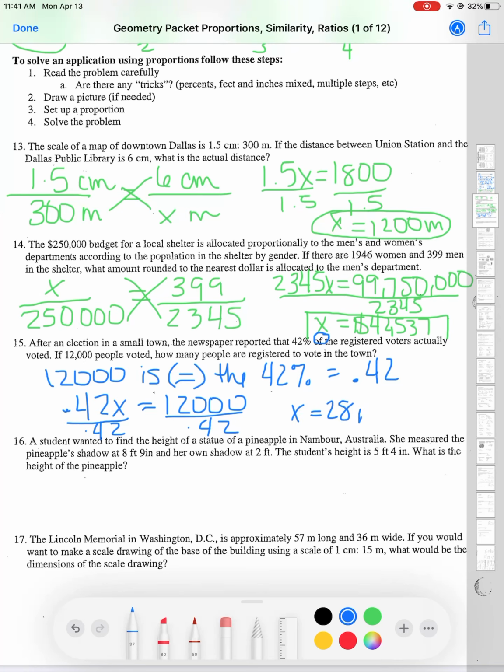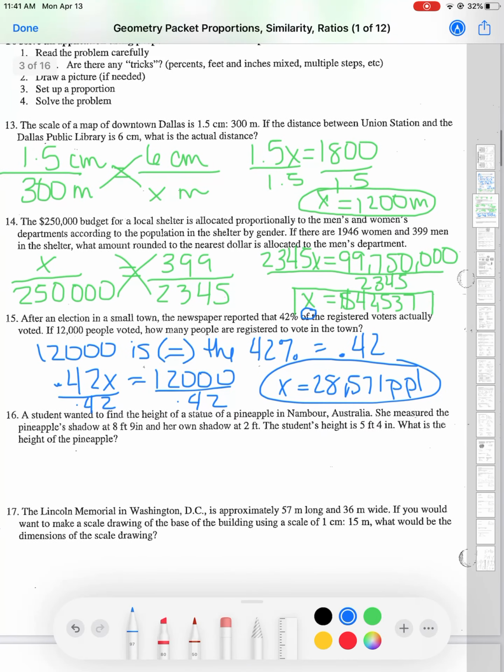We get that 28,571 people were actually registered to vote. So that's how many people didn't vote. Which makes sense because 12,000 is less than half, 42%, not half. Okay, so I didn't really use proportions for that. I thought it was easier to just set it up like that. That's just me, though.